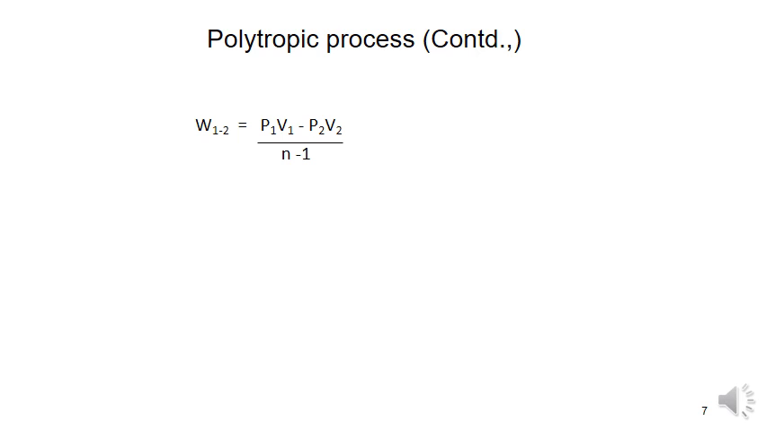The work done during the polytropic expansion process is P1 V1 minus P2 V2 by n minus 1, whereas in the adiabatic process it is divided by gamma minus 1. Here the gamma is replaced with the polytropic index or polytropic exponent, that is P1 V1 minus P2 V2 by n minus 1, or this equation we can write as mR (T1 minus T2) by n minus 1. So we can write this equation also like this. This equation is due to expansion only, the expression for the work done during the polytropic expansion.